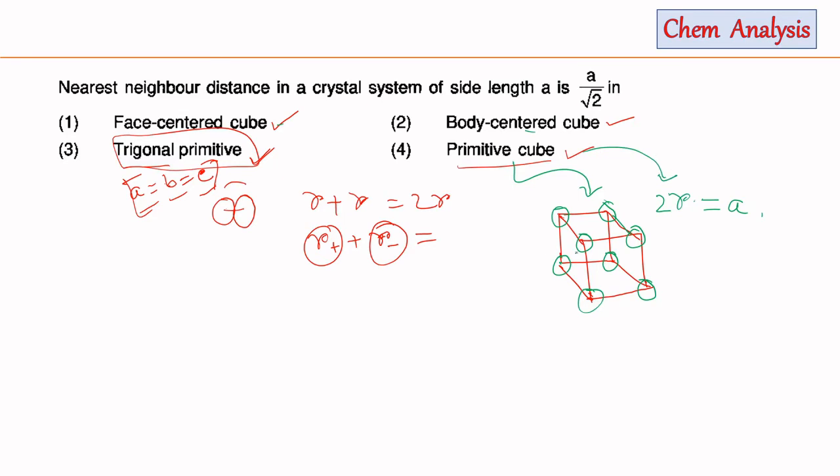For body centered, there will be one atom at the body of the cube, and if you find the relation, you will find that in such a case the body centered atom will touch the two diagonal atoms, and the relation between radius and side of the cube will be 4r equal to root 3 a, and the distance between two neighbor atoms will be this one, that is, this is also not the correct option.